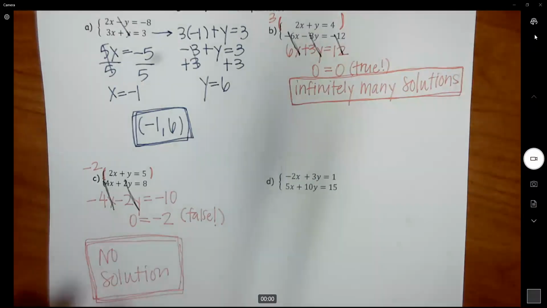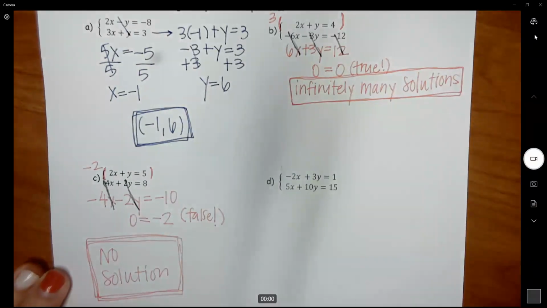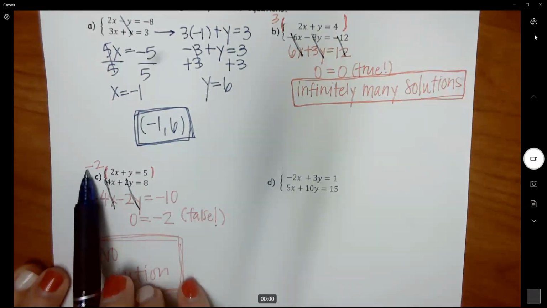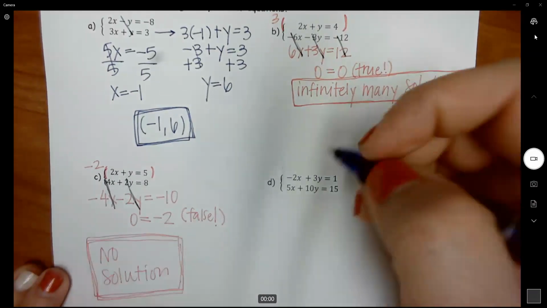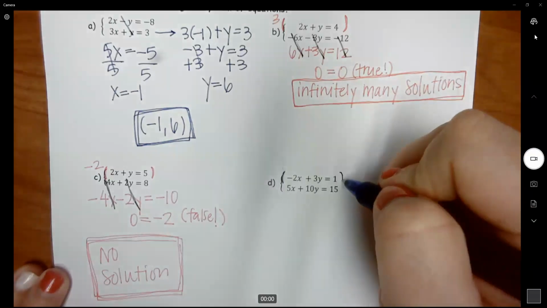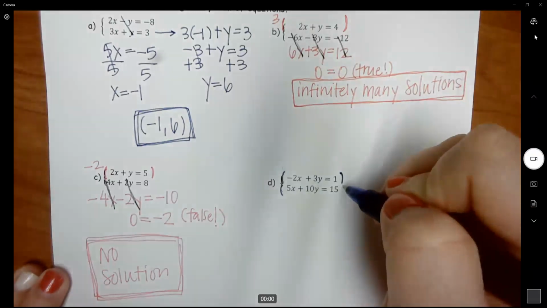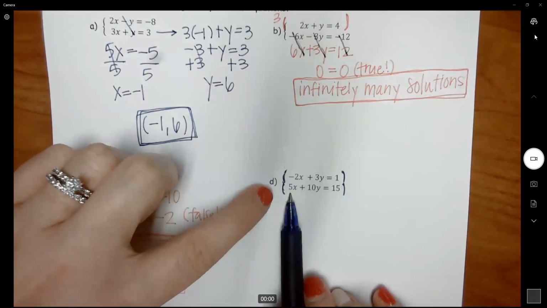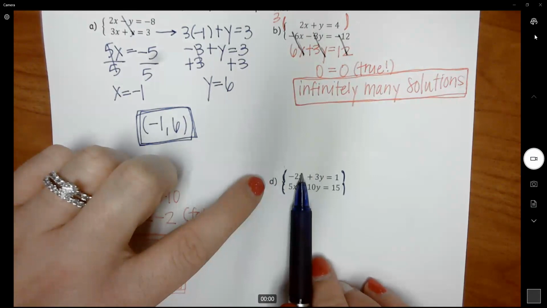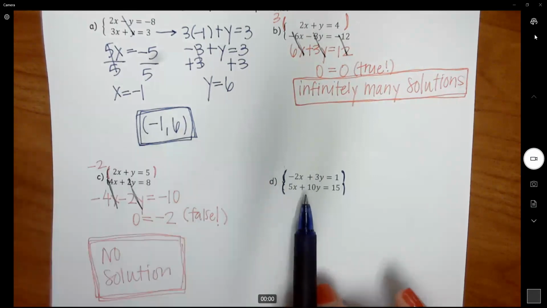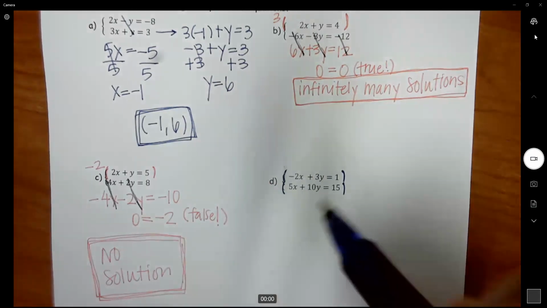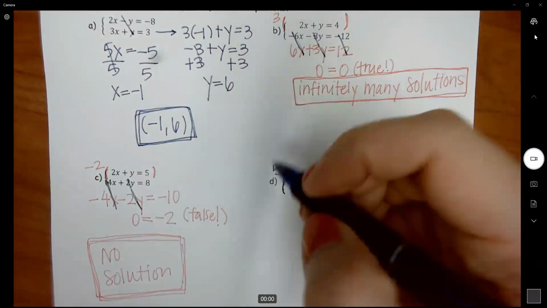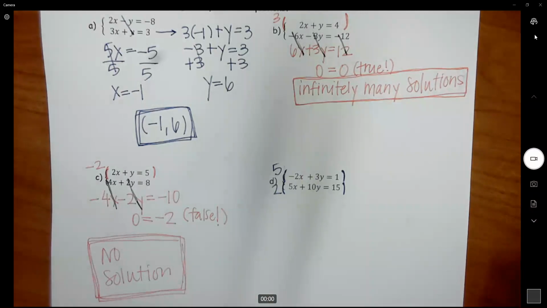So if I want to eliminate my x's again, I'm going to pick x just because one's already negative and one's positive, so I don't have to worry about multiplying anything by a negative. If I'm going to eliminate my x's, I can get these two to become 10s. To get -2 to become a 10, I need to multiply it by 5. And to get 5 to become a 10, I need to multiply it by 2.